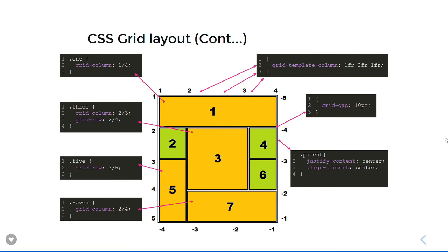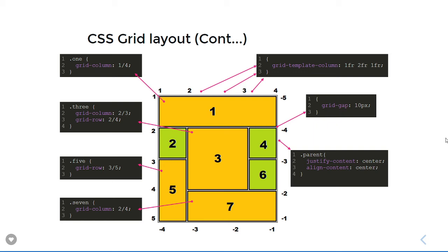So here in this example, we have defined some boxes using grid layout. We name them 1, 2, 3, 4, 5, 6, 7. First we define grid-template-columns, that is 1fr 2fr 1fr. fr is short for fraction. The fr unit represents a fraction of the available space in the grid container.